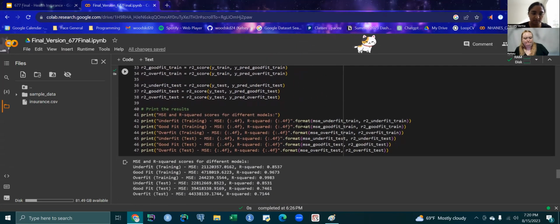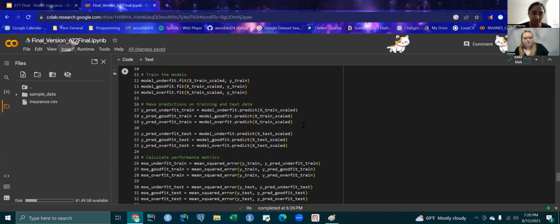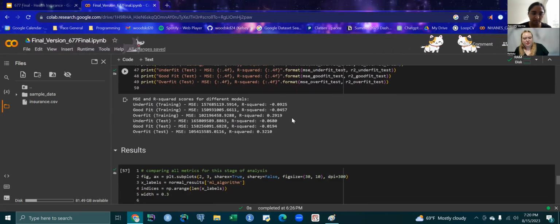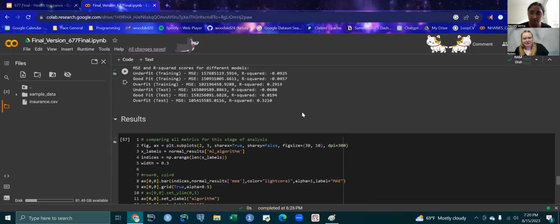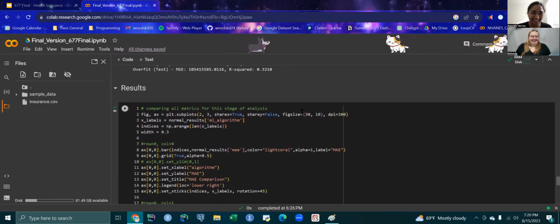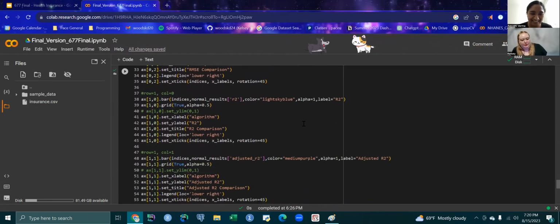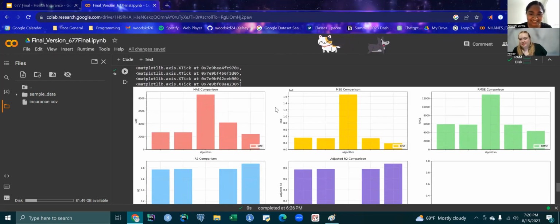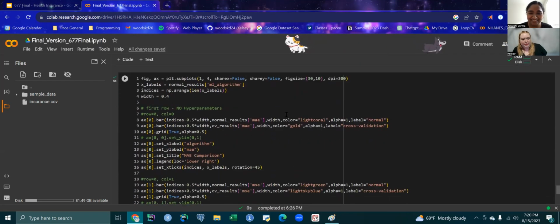Decision tree. SVR. Trying to hide my Boston accent with the R. And then the results, which the lovely Ayushi coded out for us.